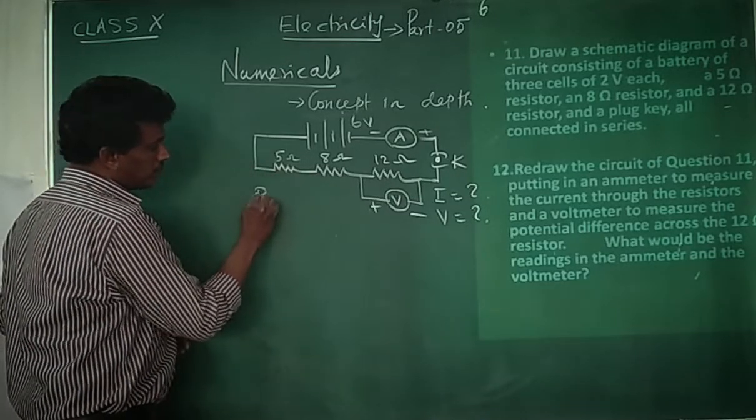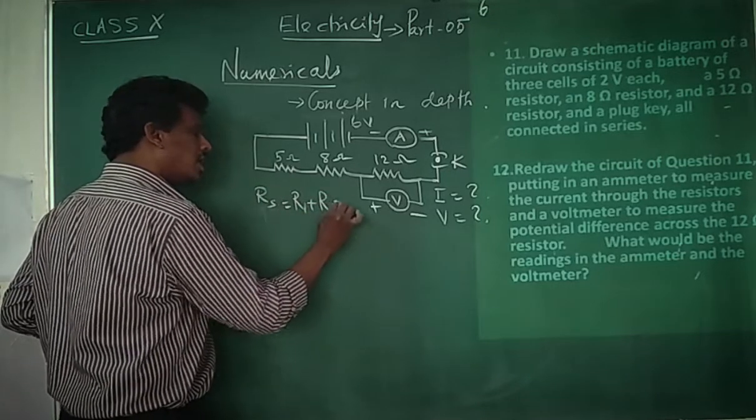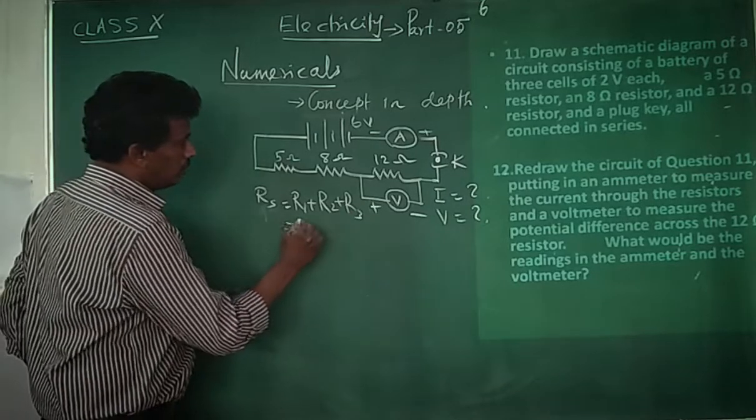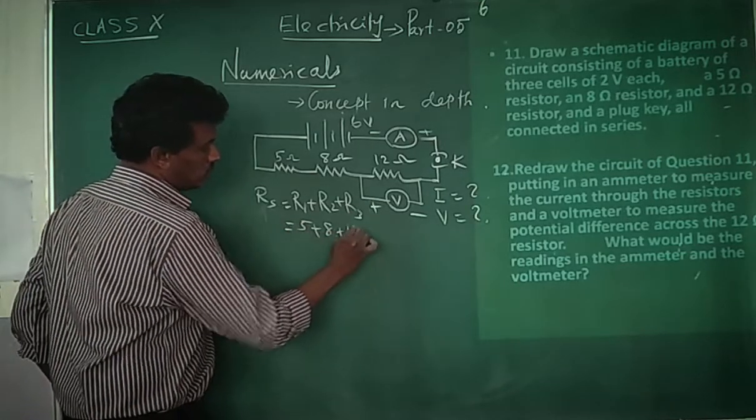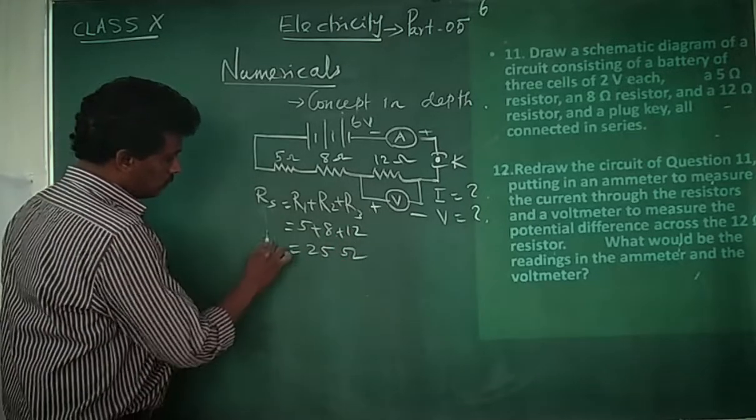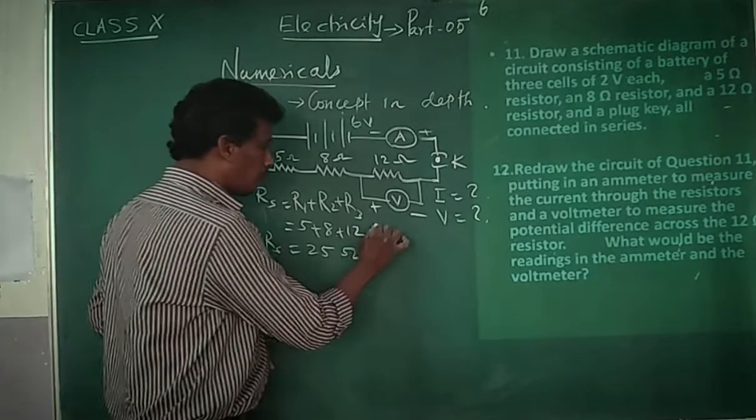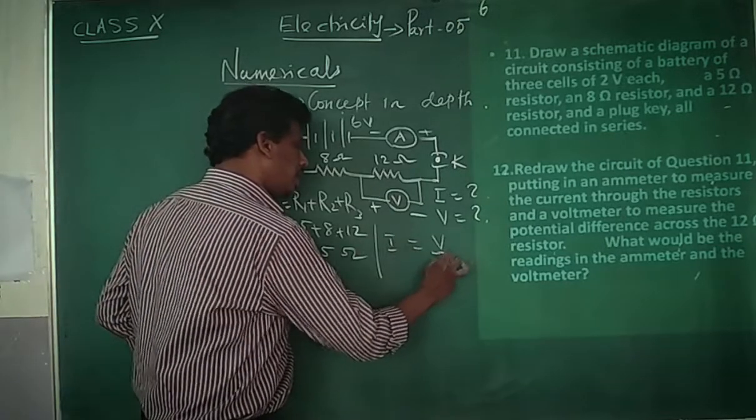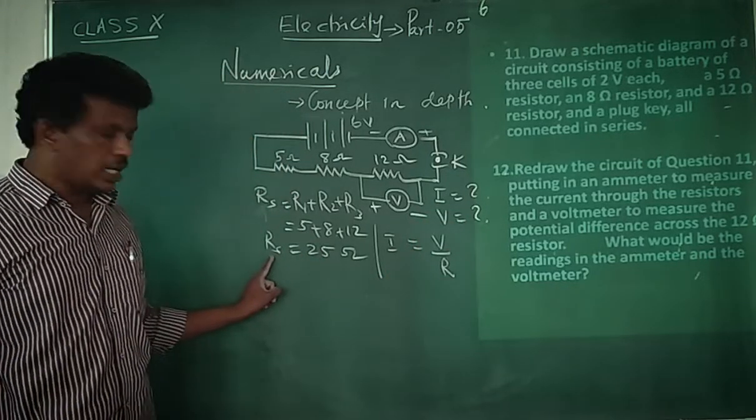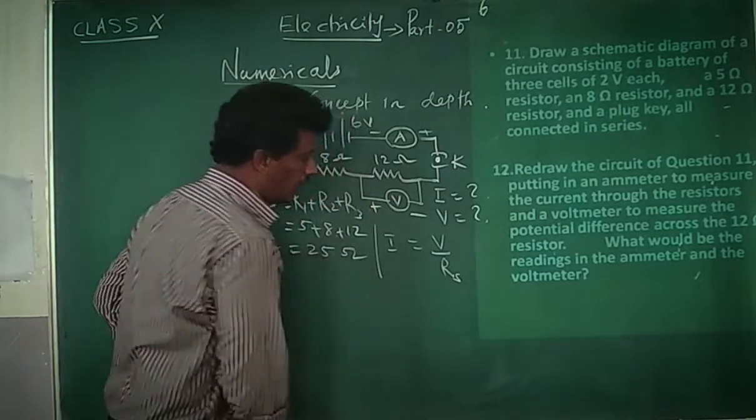So for series combination, what do you do? R1 plus R2 plus R3. Put the values: 5 plus 8 plus 12. How much? 25 ohm. This is the total effective resistance. Now what is the basic formula to calculate the current? V by R, potential difference upon total resistance. Here total resistance is nothing but the series combination resistance, so I am writing Rs.